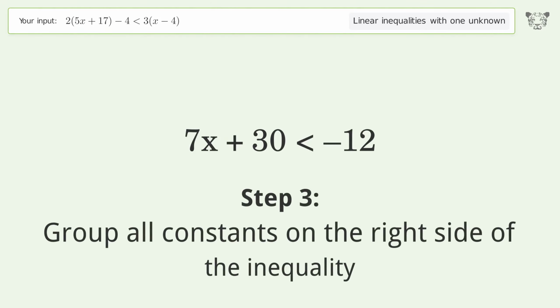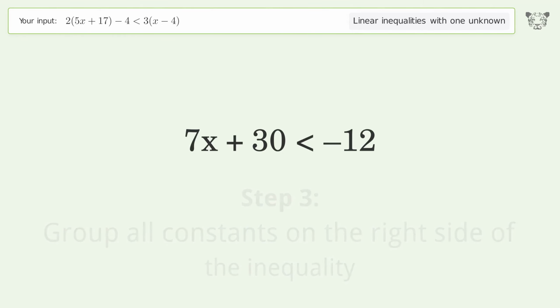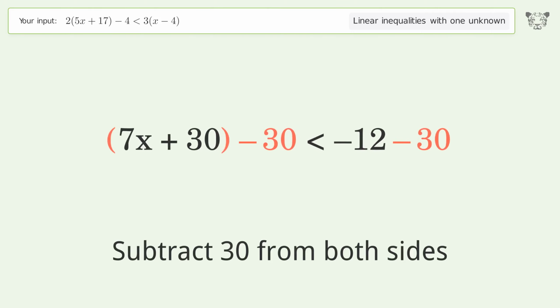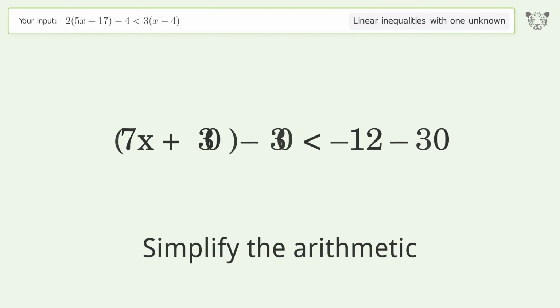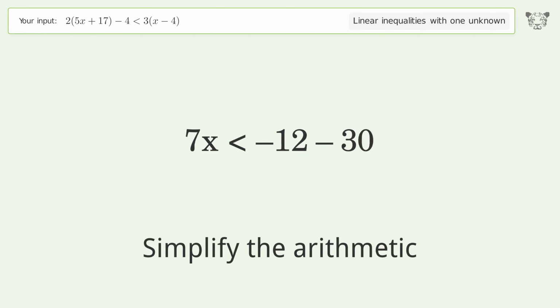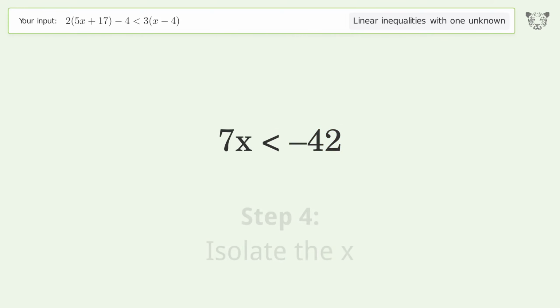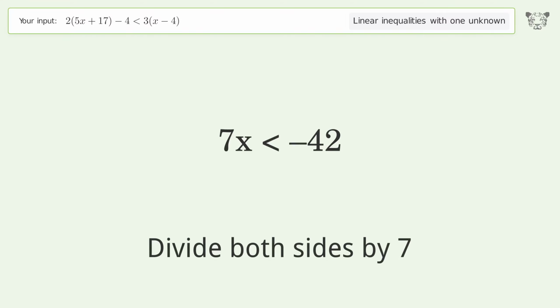Group all constants on the right side of the inequality. Subtract 30 from both sides. Simplify the arithmetic. Isolate the x. Divide both sides by 7.